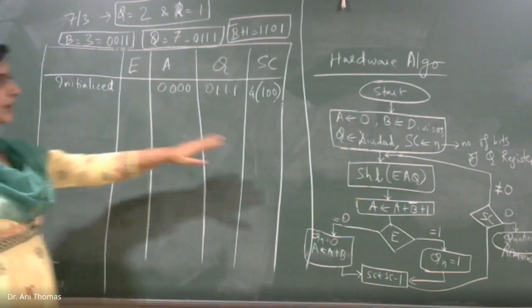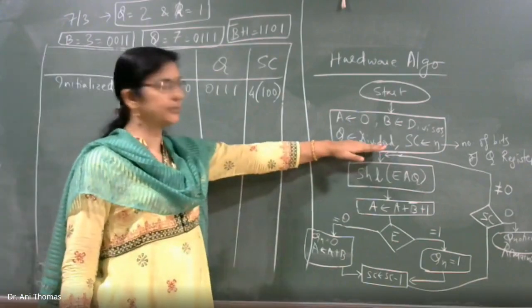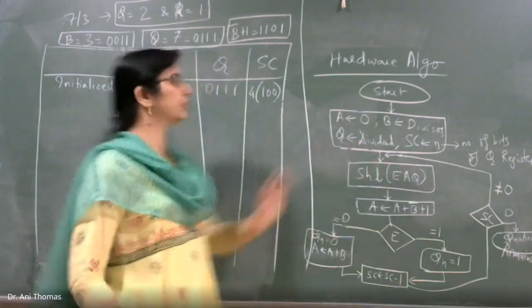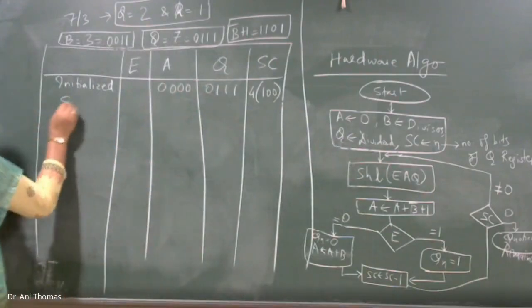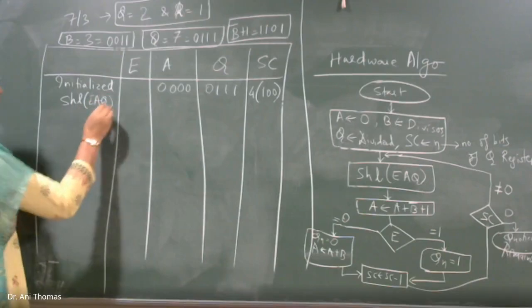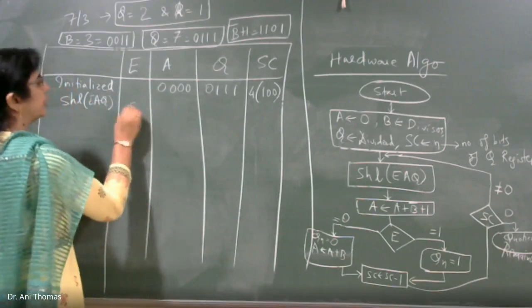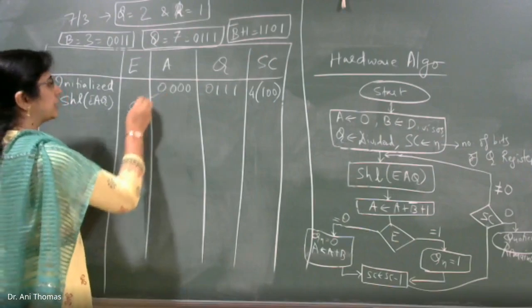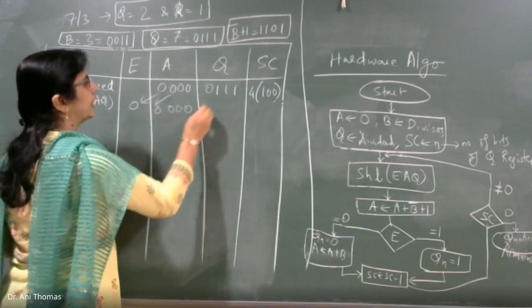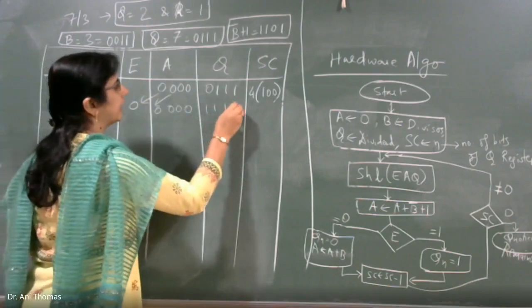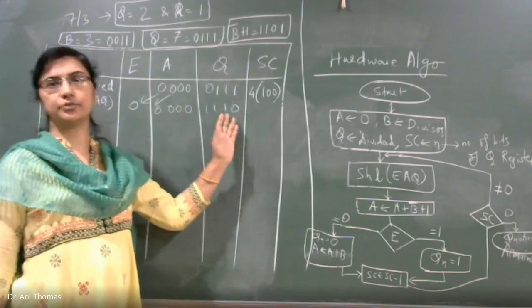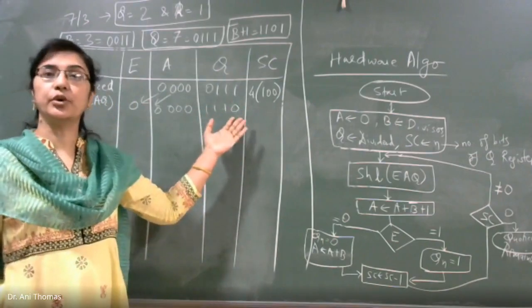Now for the second part, we go to the next step, that is shift left EAQ. In shift left EAQ, all the bits will be shifted left: 0, 0, 0, 0, and here 1, 1, 1, and 0. For the first time, we will give Qn as 0 because we don't know E.